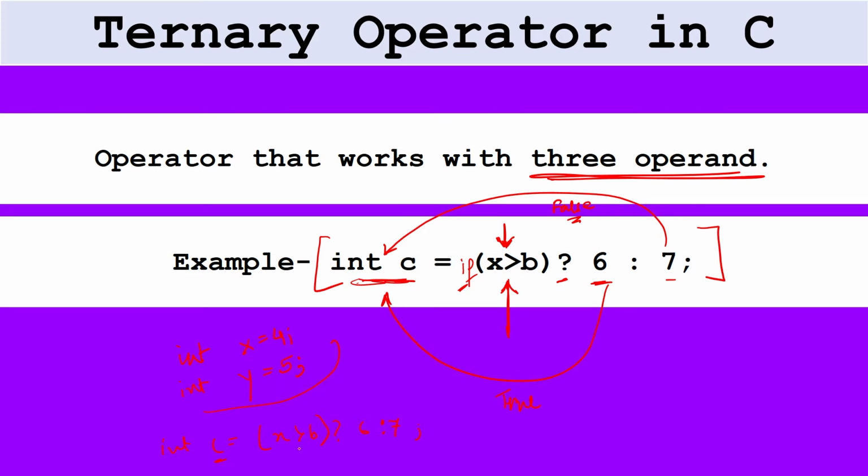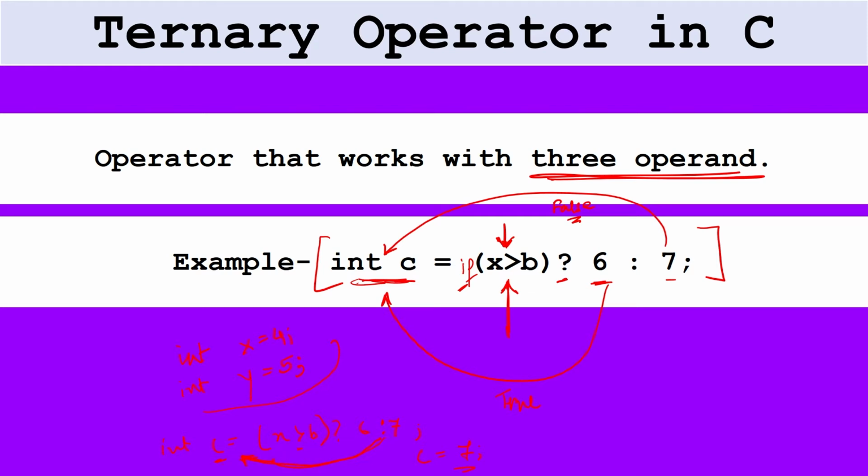See, x is greater than y. Is it true? No, because y is 5 and x is 4. That is false. So what will be the value of C? C will get the value of 7. Clear? Because the false part is getting executed.